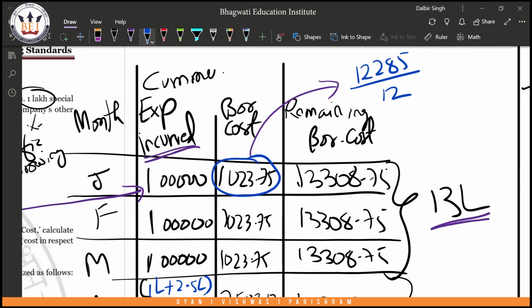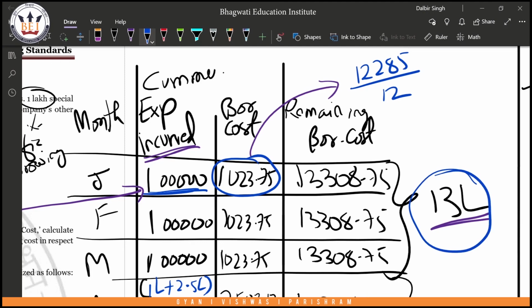Okay, so out of the total 14 lakhs of non-specific or general borrowings, I have utilized only 1 lakh. Now 1 lakh is incurred. To that extent, what is the borrowing cost for that 1 lakh? 1,023.75. Okay, that is the borrowing cost for that 1 lakh. But I am still paying interest for the month of January on the remaining 13 lakhs. I'm just not paying interest on that 1 lakh.